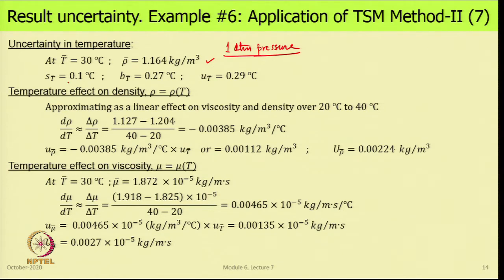We are given S T bar as 0.1 degrees C. From the table, we got B T bar as 0.27 degrees Celsius, and we calculate the standard uncertainty in temperature as the square root of the sum of the squares of these two, S T bar square plus B T bar square. When we do that, this is the value we get. U T bar is 0.29 degrees Celsius.